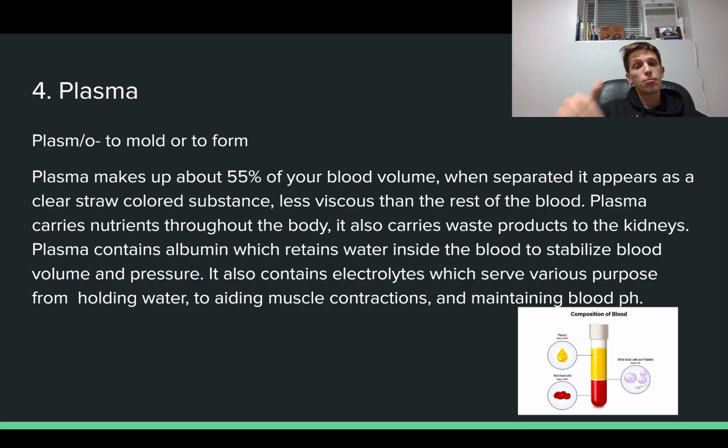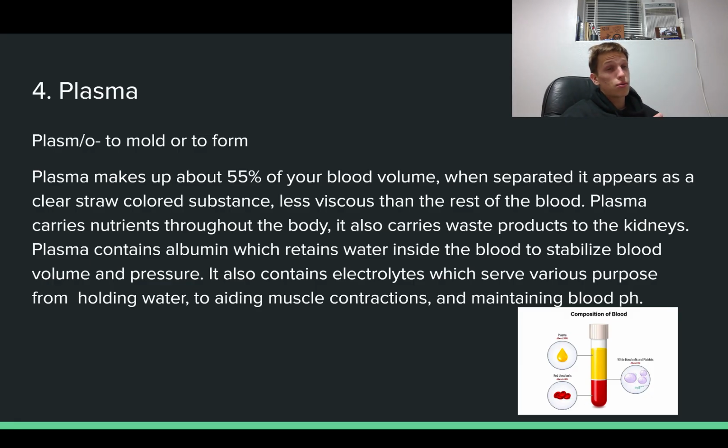Plasma. All right. Plasma means to mold or to form. Plasma makes up about 55% of your blood volume. It's clear, kind of straw colored, and it's way less viscous than the rest of the blood. Plasma carries nutrients throughout your body, and it gets rid of waste products through the kidneys. Plasma contains albumin, which retains water inside the blood to stabilize your blood volume and pressure. This helps your heart, and it also contains electrolytes that aid in muscle contractions and maintaining your blood pH.